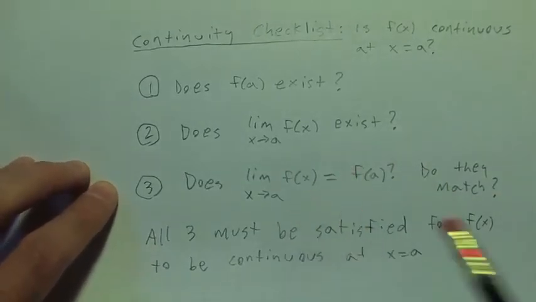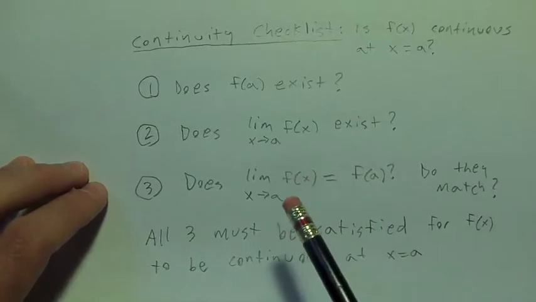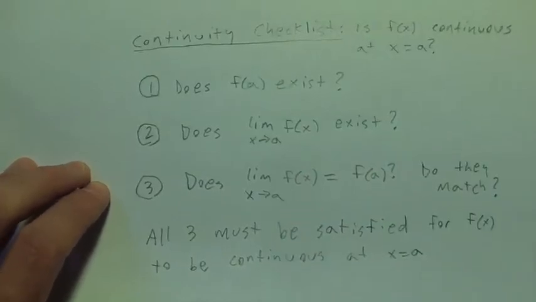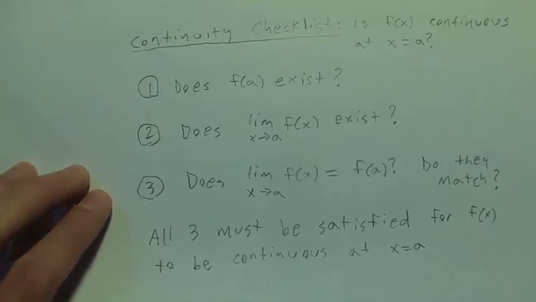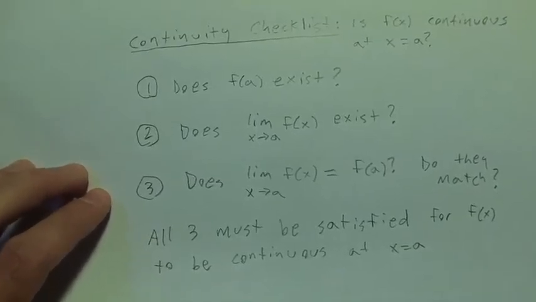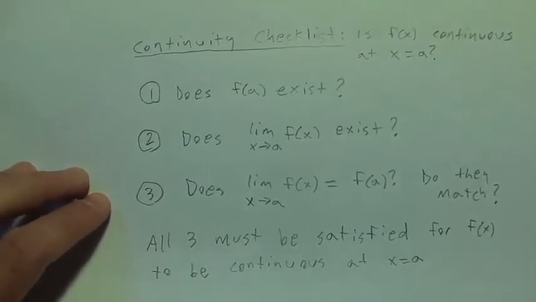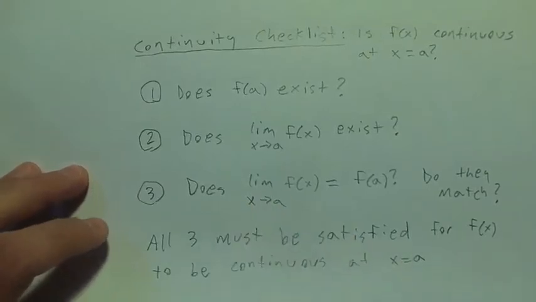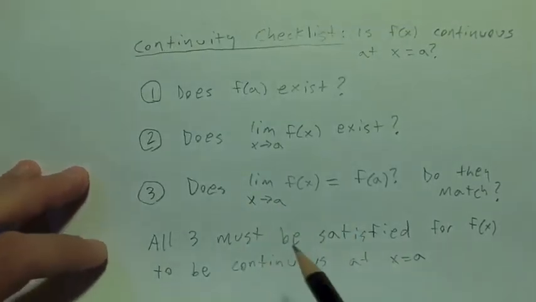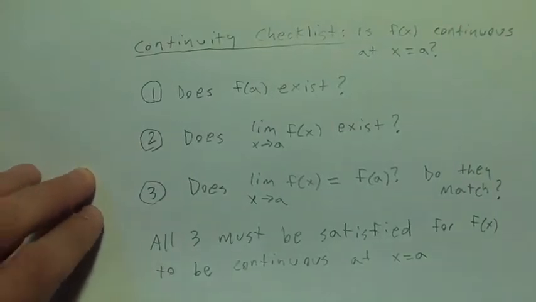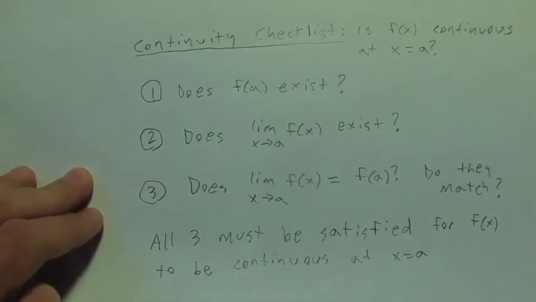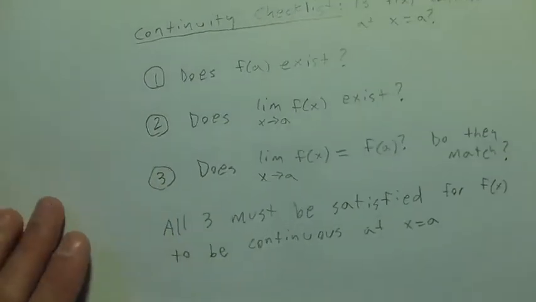And then 3, do they match? Does the limit as x goes to a of f of x equal f of a? Do they match? If they match, the function's continuous. If they don't, then it's not continuous. So all 3 of these must be satisfied for f to be continuous at a. You have to have all 3 answers be yes. If any one of them is no, the function is not continuous there.